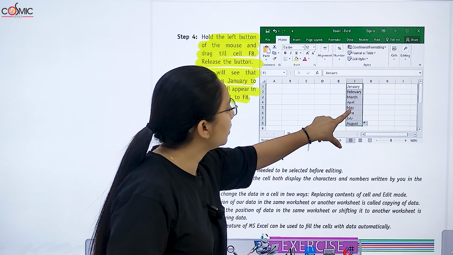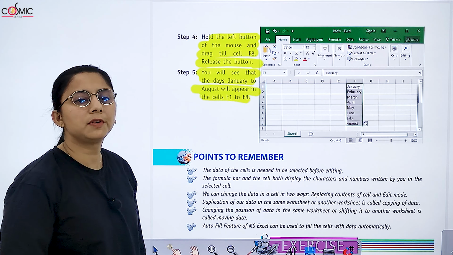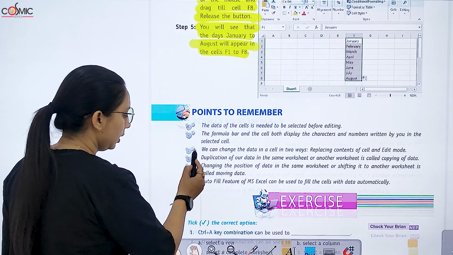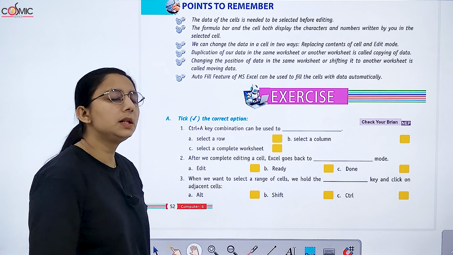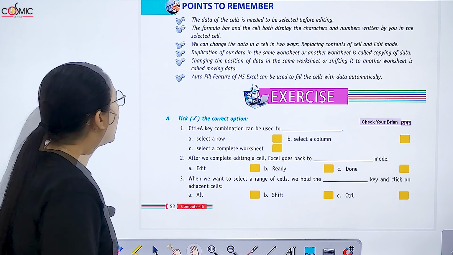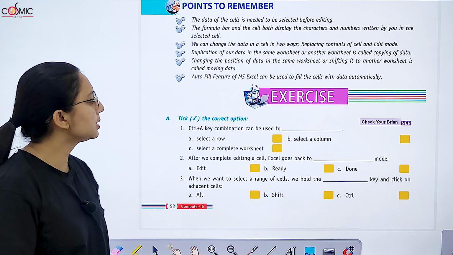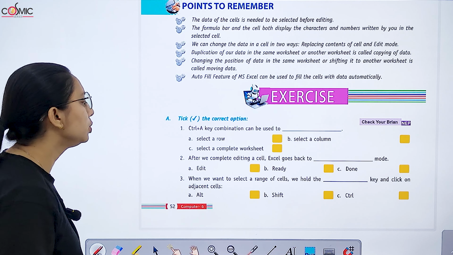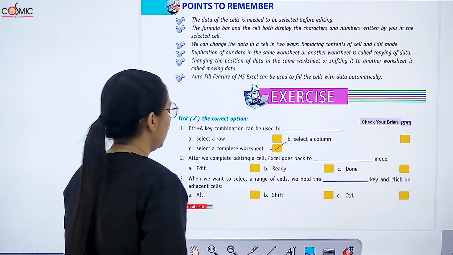January, February, March, April, May, June, July, August. So F1 to F8 will be done. Right? Now we have completed this chapter. Hope you understood. Let's move to the exercise now. Now take the correct option. Control plus A key combination can be used to select a complete row.